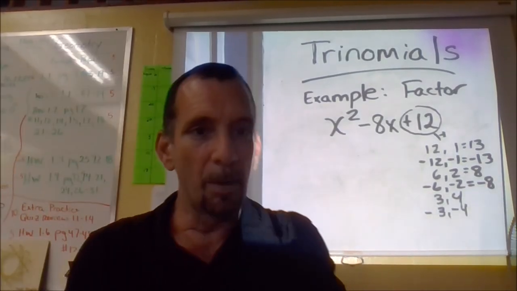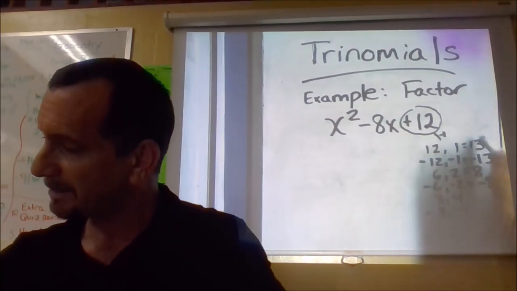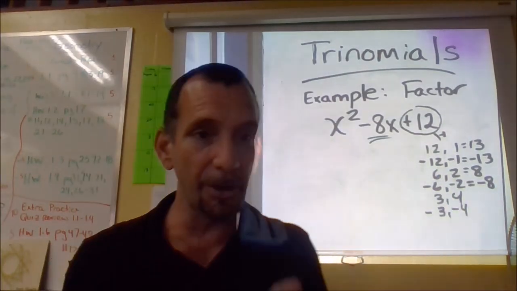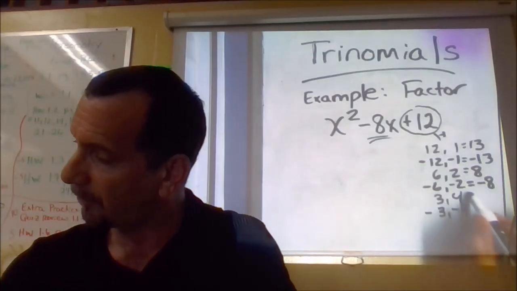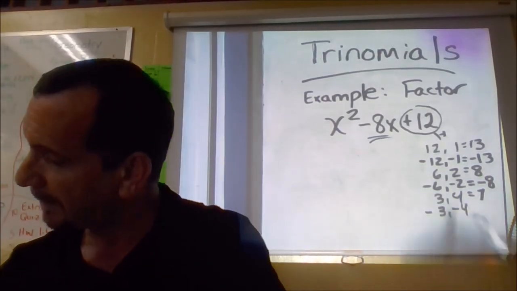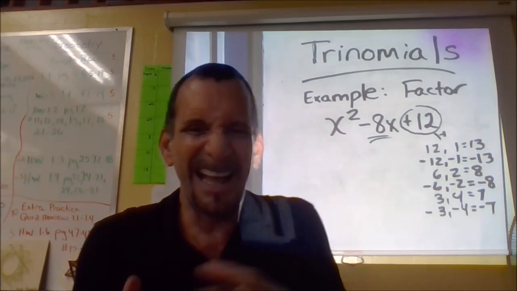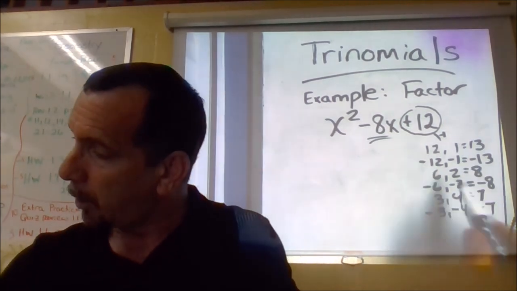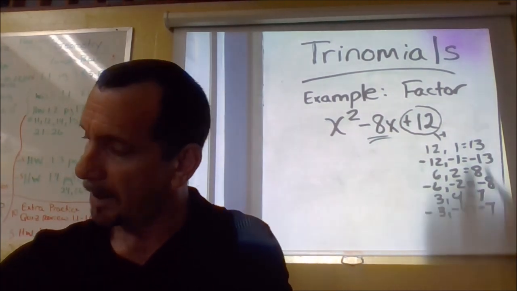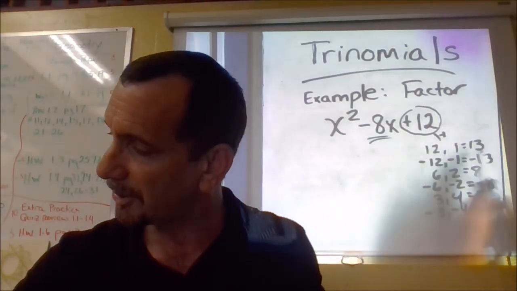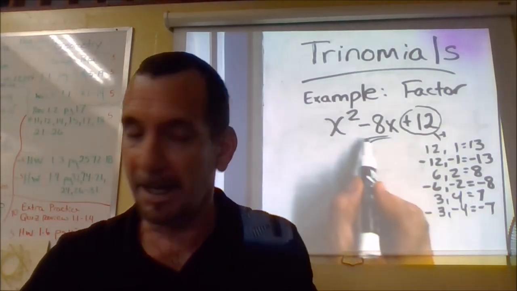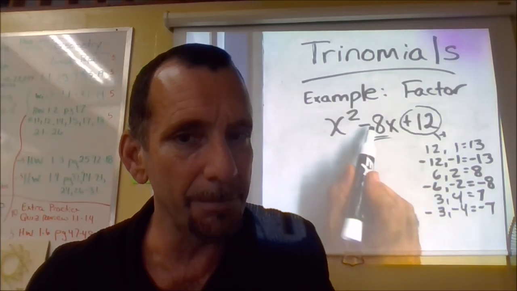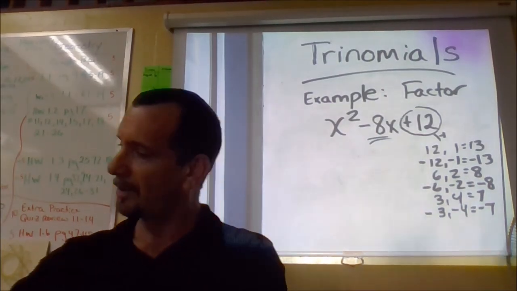Negative 8. What am I looking at? Oh no, which one's matching the middle term? That's what's happening. 3 plus 4, 7. Negative 3 minus 4, negative 7. I did all of them just to show you that once I add all of those terms, we find the number that will match the middle term. Which one?